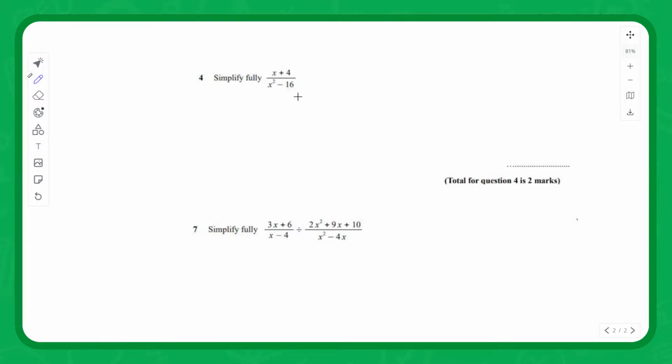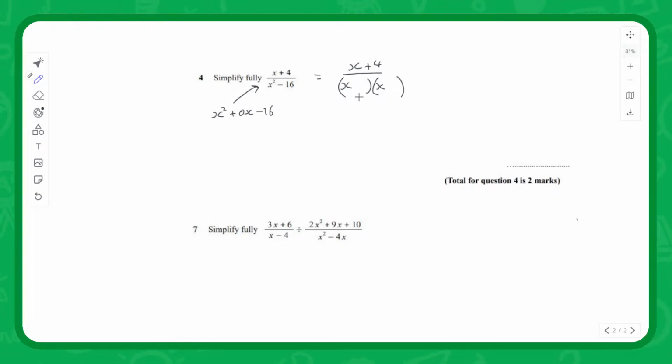So in this case, again, I can see I'm probably going to have to find a common factor in the top and the bottom. So I'm probably going to have to factorize the bottom. I'm going to have my standard format for factorizing, and I've got to think of two numbers that multiply together to get minus 16. I'm actually going to rewrite this as x squared plus 0x minus 16, because we can add in a 0x if we want to.